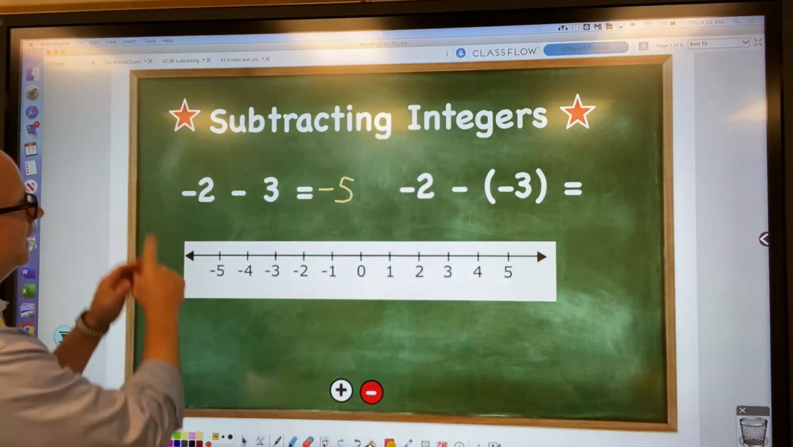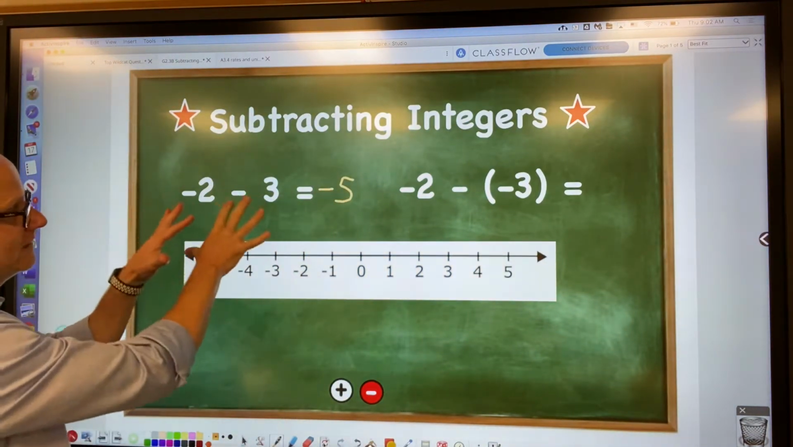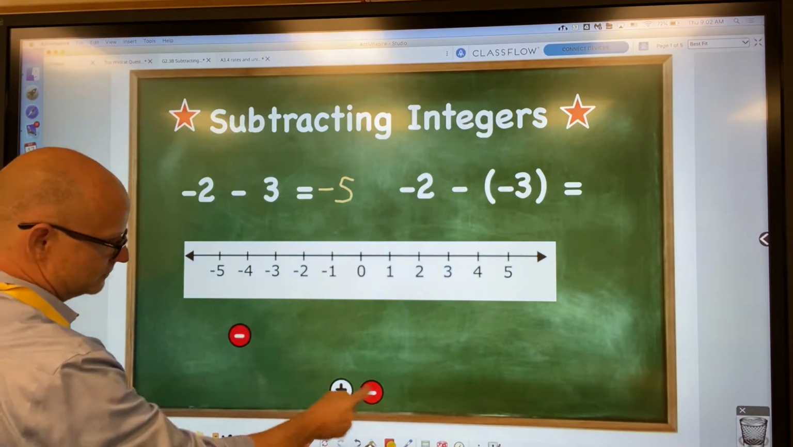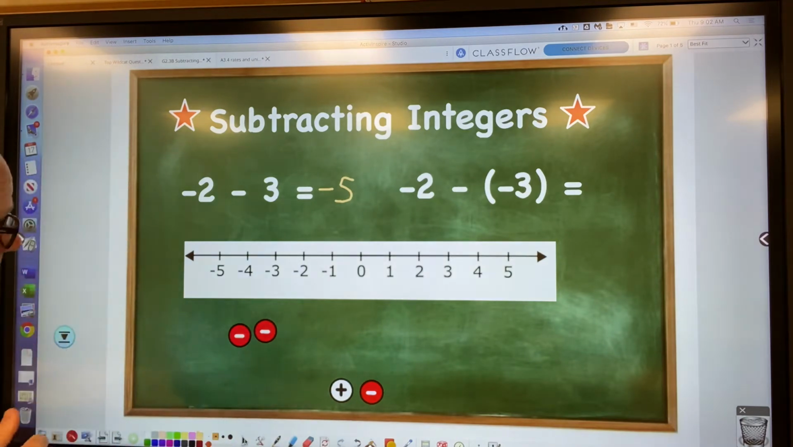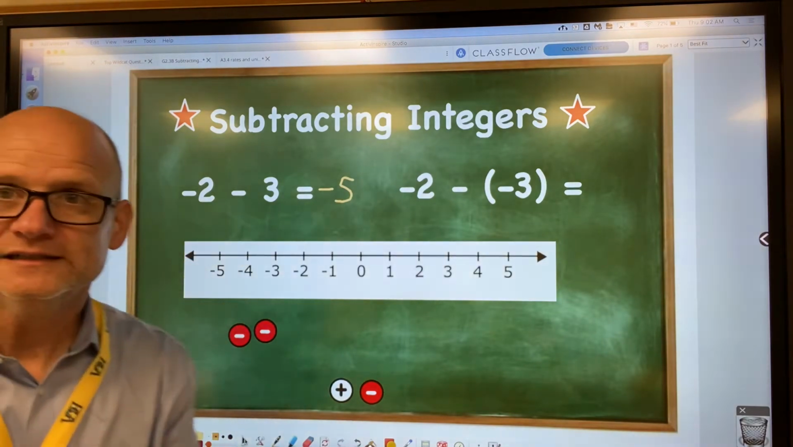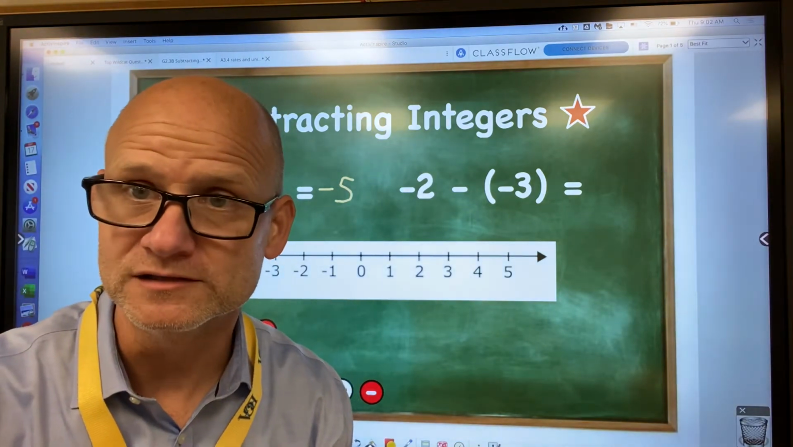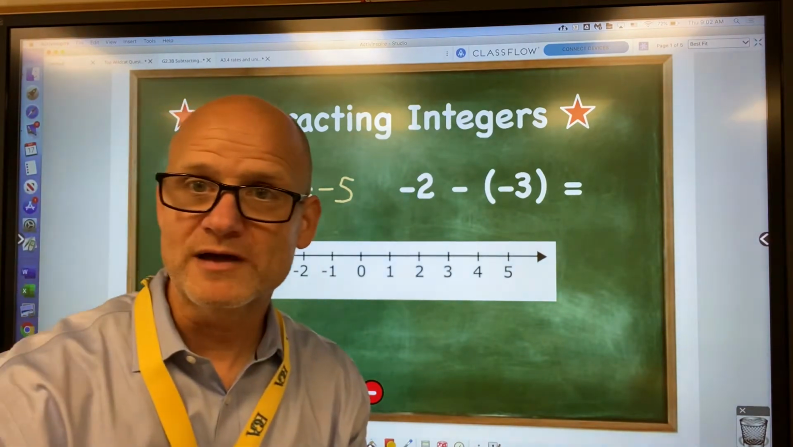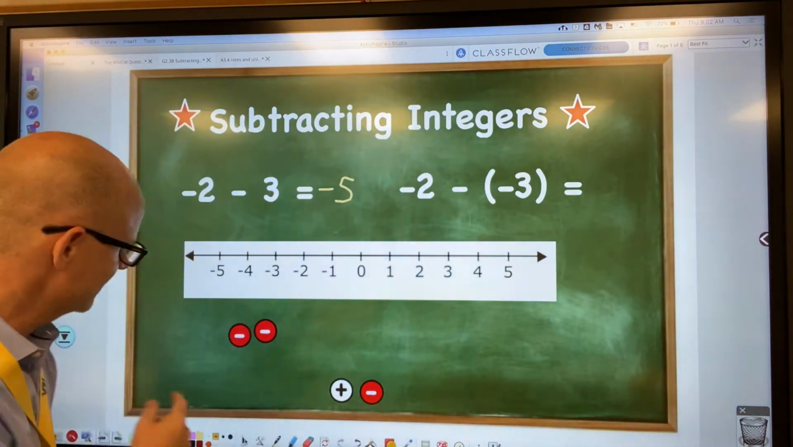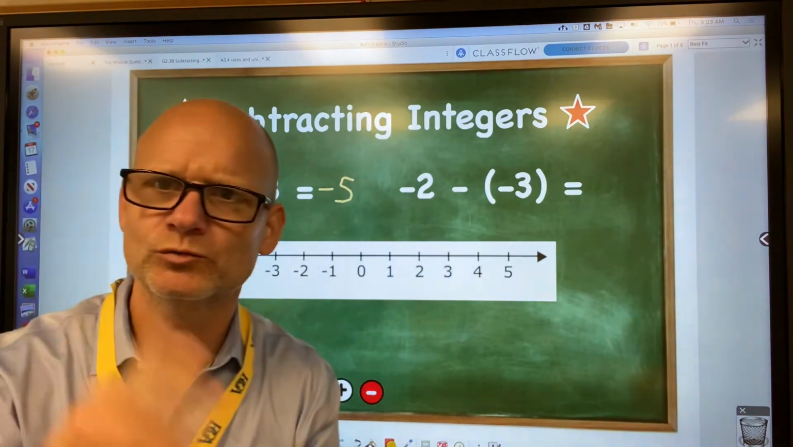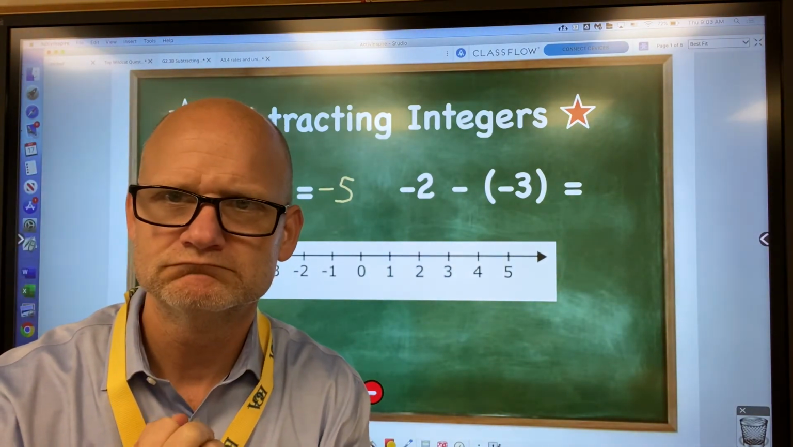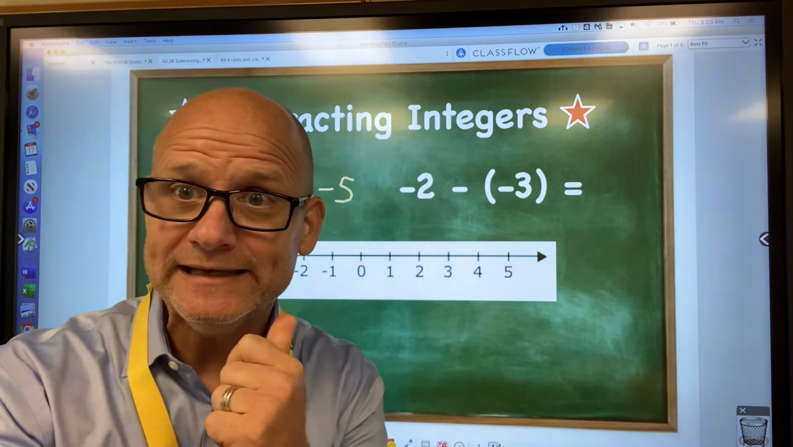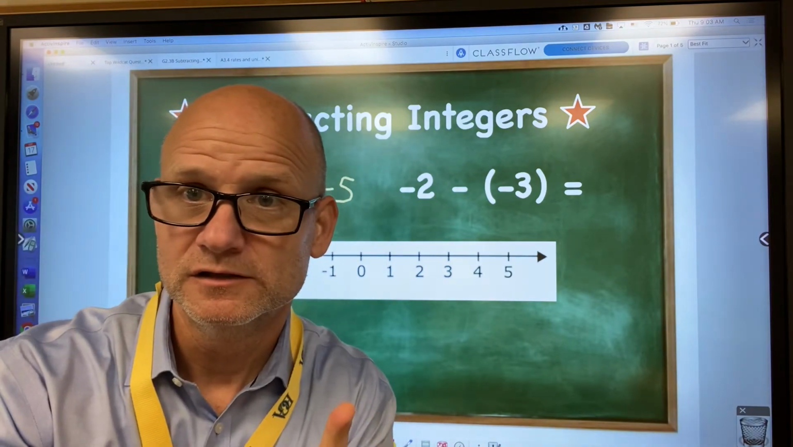So if I'm looking at this problem, I start with a -2, which means I have two negatives. Here's two negatives. What does it want me to subtract? 3 positives. You see that? That is a positive. I need to subtract 3 positives. Well, how do I do that? Because I only have two negatives. So how in the world can I subtract 3 positives? Anybody? Yes, by adding 3 positives. Then you can subtract them.